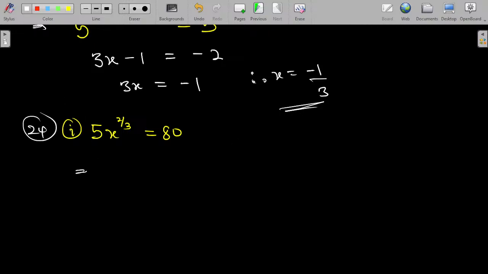What do we do? So this 5, you can clear it out from here, because it's not going to help you, because it doesn't have any business to do with this power. So you need to clear it out from here. And how do you do that? Divide both sides by 5. So you will have x to the power of 2 over 3 is equal to 80 over 5. I think that is 16. Am I correct? 16 times 5 is 80. Yes, I'm correct. So you have 16.